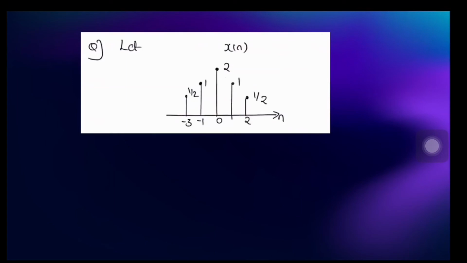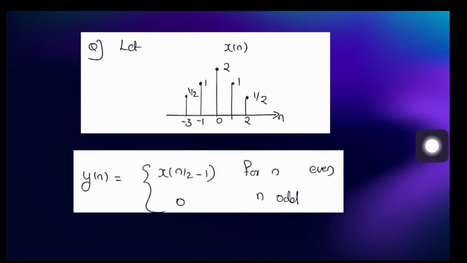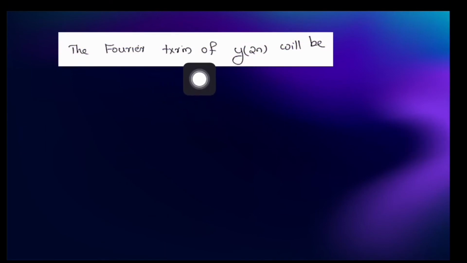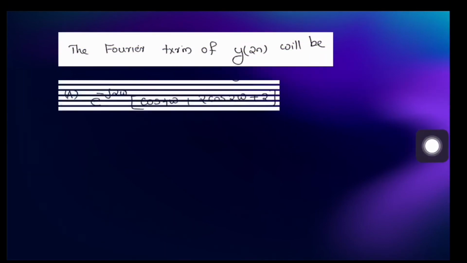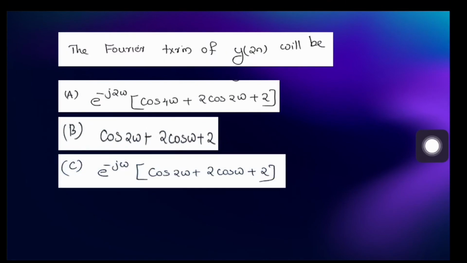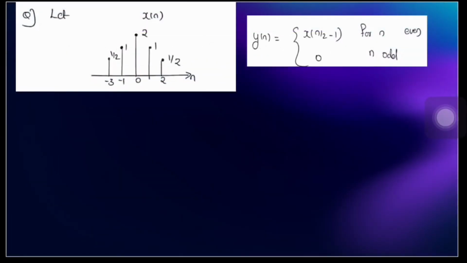Let x(n) be a signal like this, and y(n) is defined as x(n/2 - 1) for n even and 0 for n odd. The Fourier transform of y(2n) will be... 4 options are given. Here we are given the waveform of a discrete time signal x(n). Another discrete time signal y(n) is defined in terms of x(n), and we are asked to find the Fourier transform of y(2n).